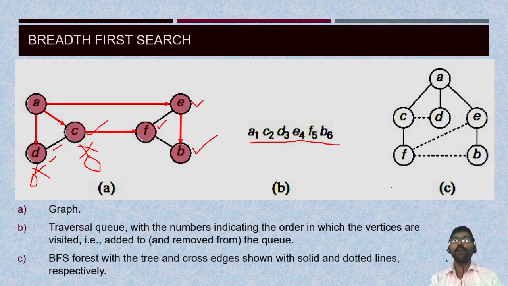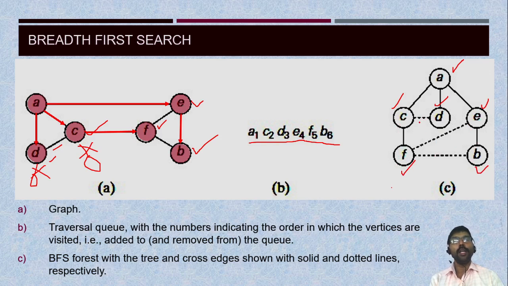Now this technique is called breadth first search. If you see this BFS diagram here, it's a tree. This tree indicates first I am starting from A, then I will visit all the three adjacent nodes of A, that is C, D, E, and then I will visit from C to F, then I will visit from E to B.